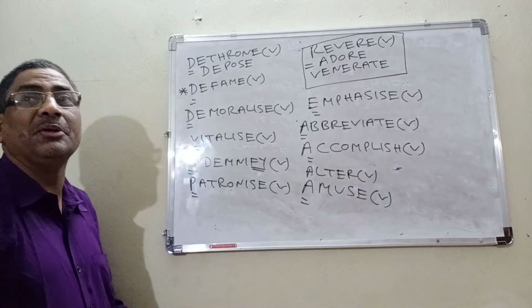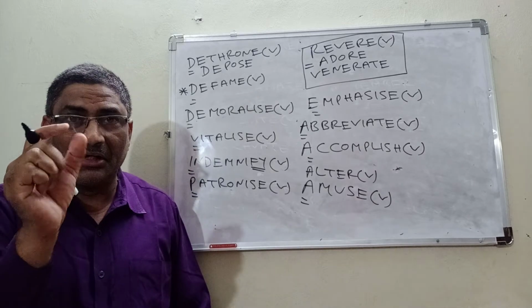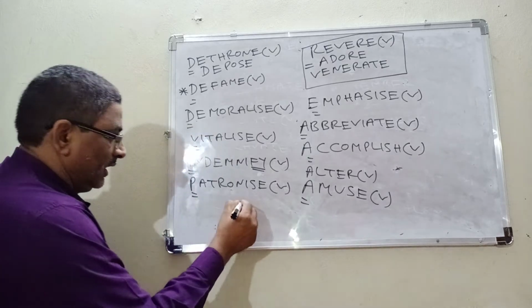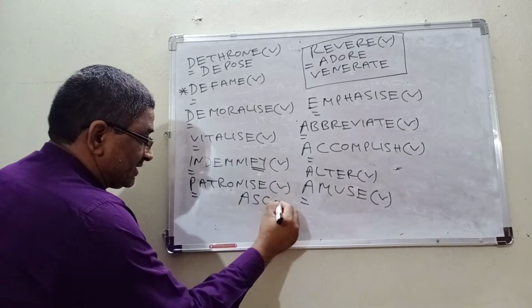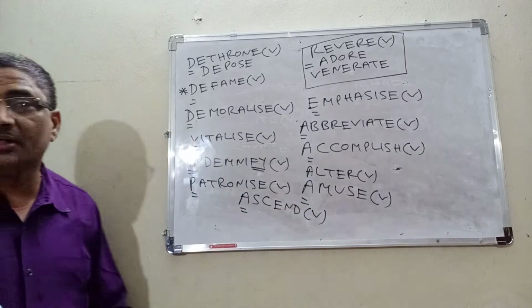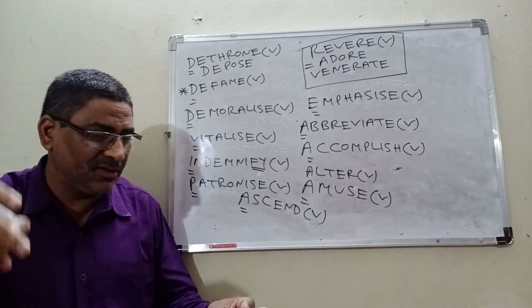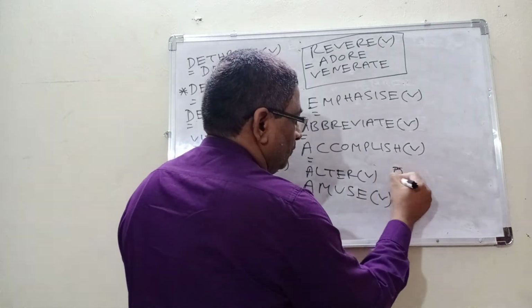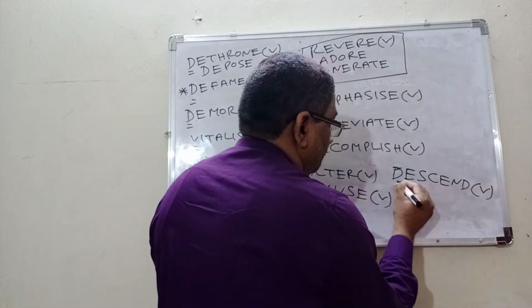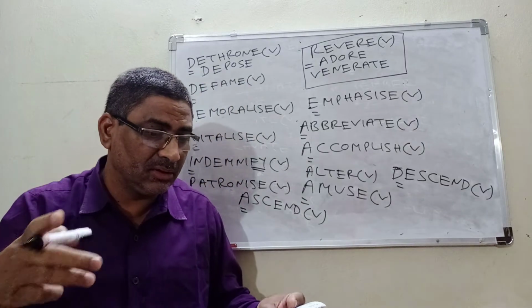Amuse. We know amusement park. Amuse meaning is entertain. We can also use the word recreate. Next word, ascend, ascend. There is a word called ascending order and descending order. Ascend meaning is to go up, to increase the value. That's called ascend. Descend, descend. Descend meaning is to come down, to reduce the value. That is called descend.